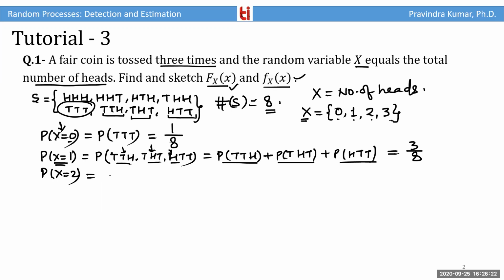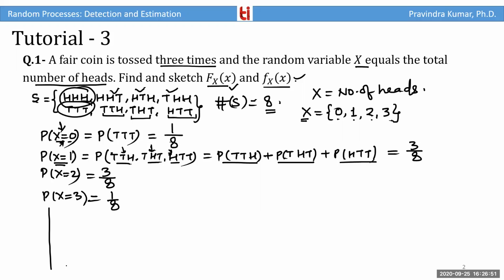And the probability of getting two heads in three tosses, with these three possibilities, is 3 by 8. And for getting three heads, there is only one possibility, so 1 by 8. So I have the values of X and the probability corresponding to this random variable. So I can sketch the CDF and PDF also.